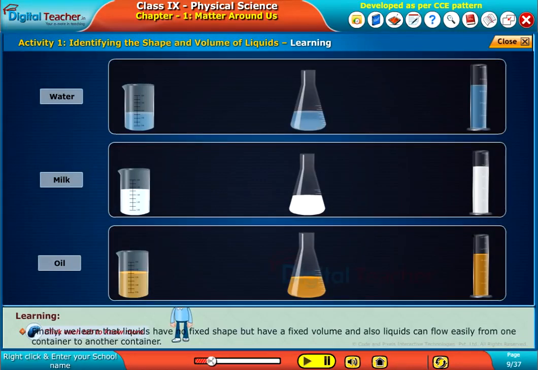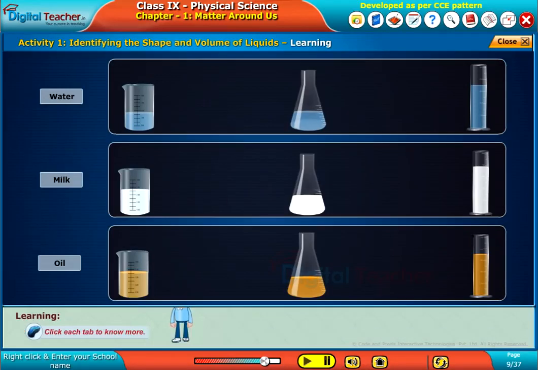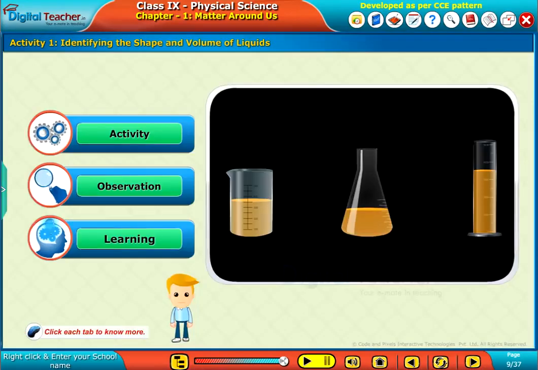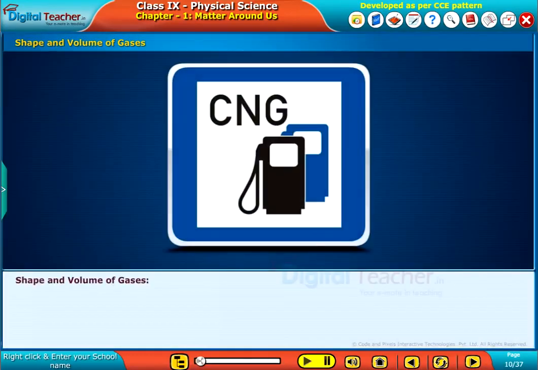Finally, we learn that liquids have no fixed shape but have a fixed volume, and also liquids can flow easily from one container to another container. So liquids are also called fluids. Let us know about shape and volume of gases.